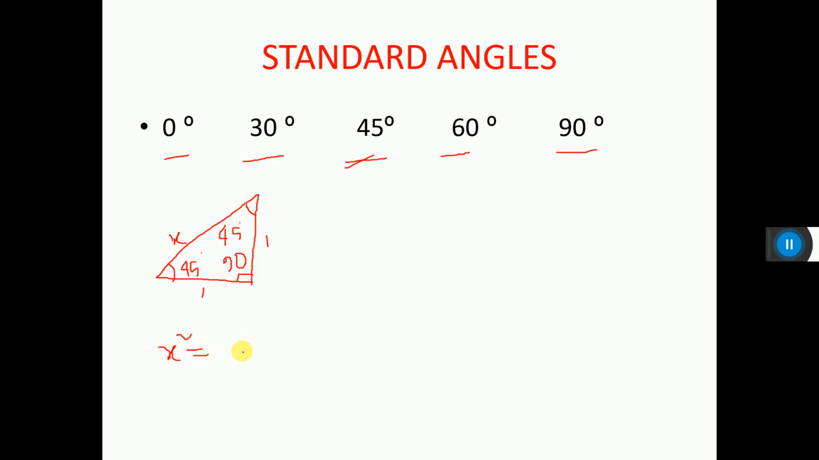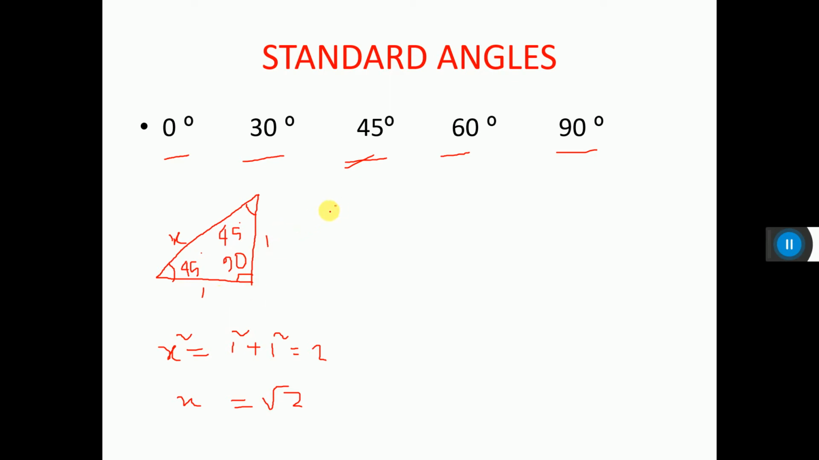So by Pythagoras theorem you can write x square equal to what? Perpendicular square plus base square, that is 1 square plus 1 square, equal to 1 plus 1, 2. So what is the value of x? Root over 2. You can consider a and a also, the general case, but if you consider 1, the result will also be the same.